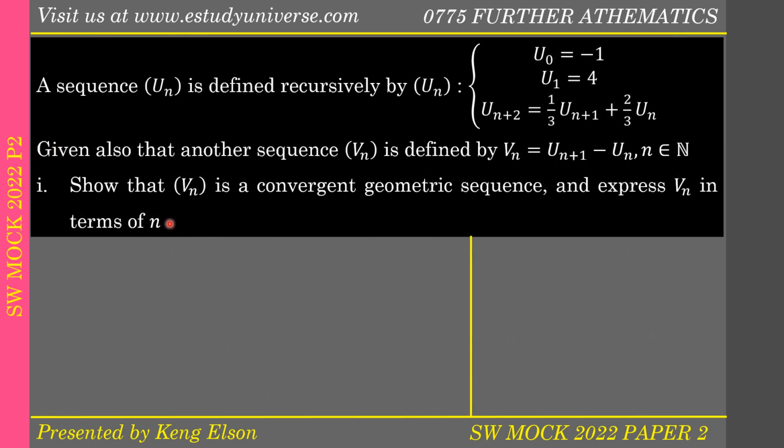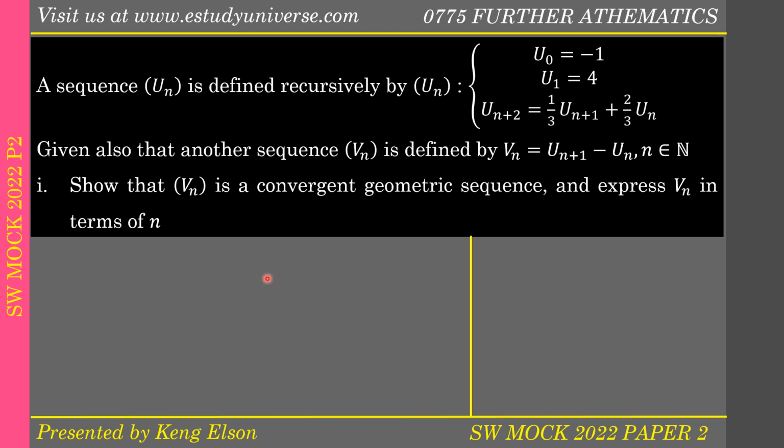Okay, so the first part of the question, we are supposed to show that vn is a convergent geometric sequence, and then we express vn in terms of n. So showing that it's a convergent geometric sequence, we need to show that it is geometric, then later we show that it is convergent.